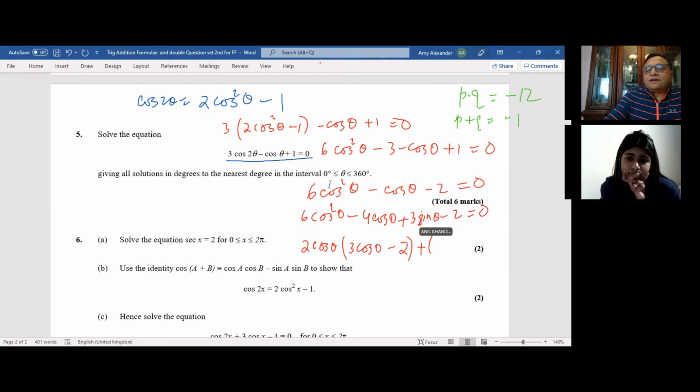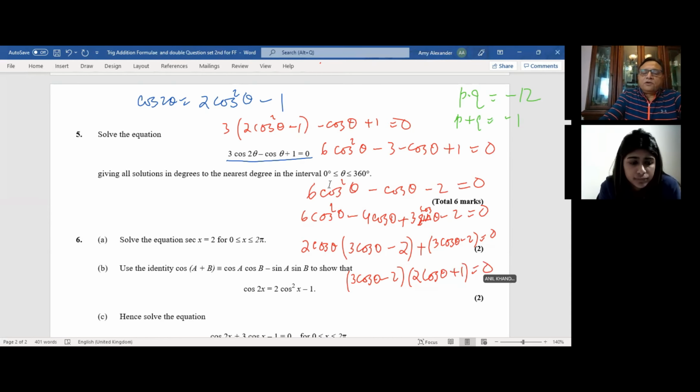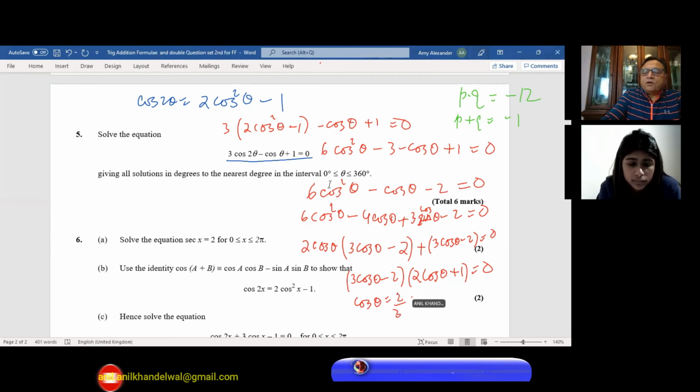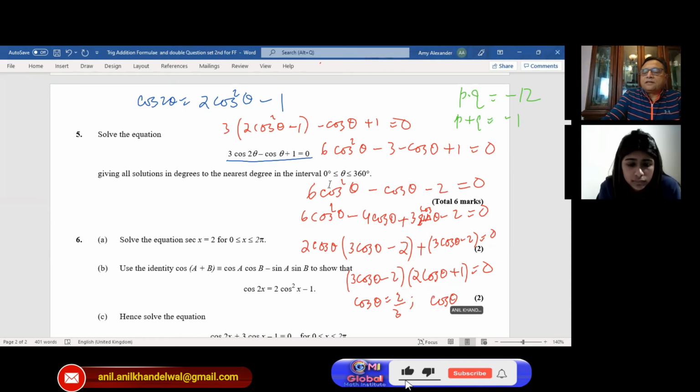Yeah, this is cos. Here we already have 3 cos theta minus 2, so 3 cos theta minus 2 is common. We get 2 cos theta plus 1 equals 0. So from here, we know cos theta is equal to 2 over 3, or cos theta equals minus half. Those will give you solutions within 0 to 2 pi.